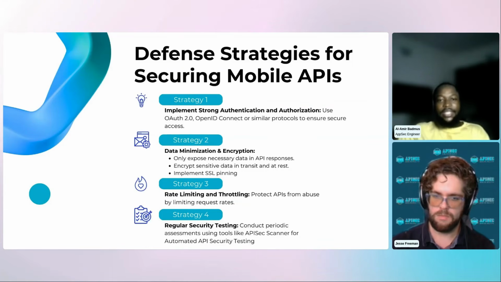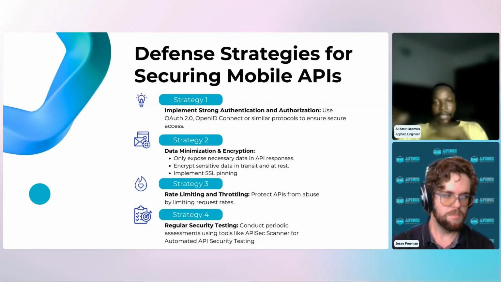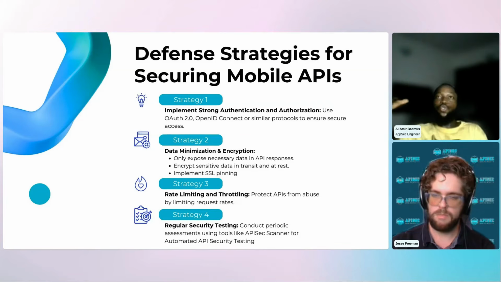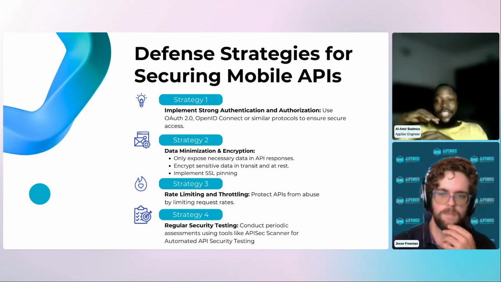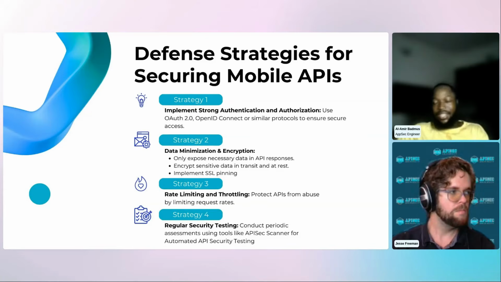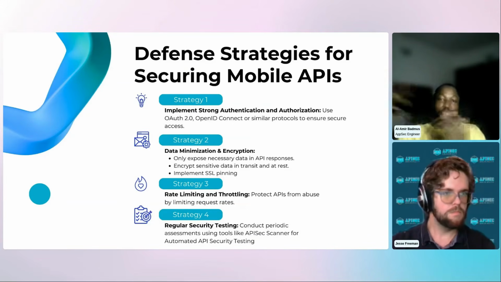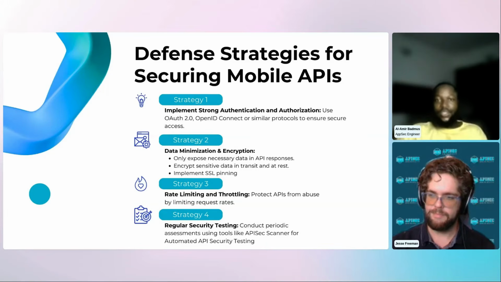Another one is data minimization and encryption. This is the most important part of mobile application, right? You want to make sure that you are encrypting your data in transit, which would have prevented me from intercepting these API calls, right? There's something we call SSL pinning. Some call it certificate pinning, which would have also prevented me from being able to proxy the mobile traffic to Burp Suite.